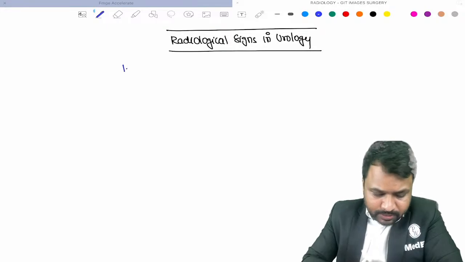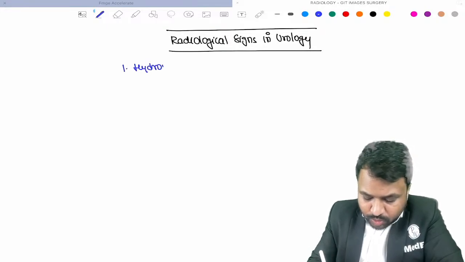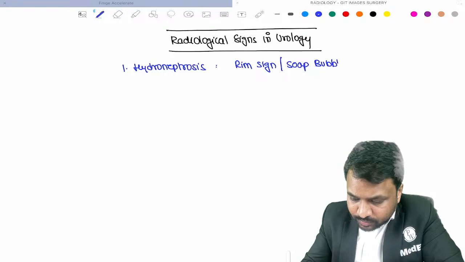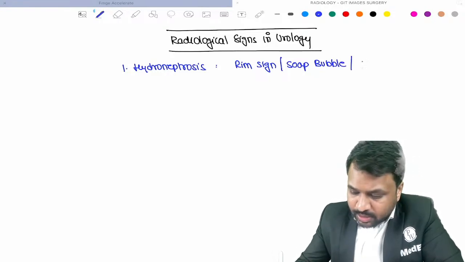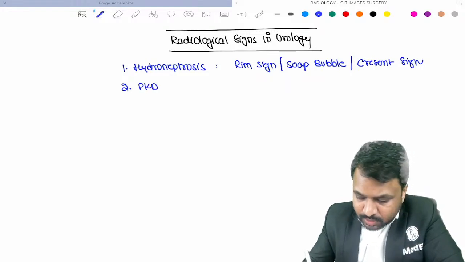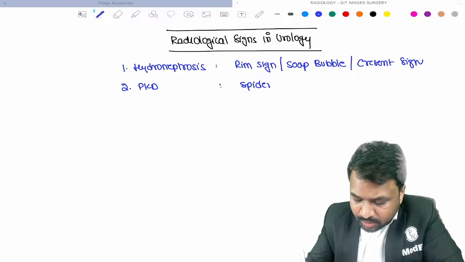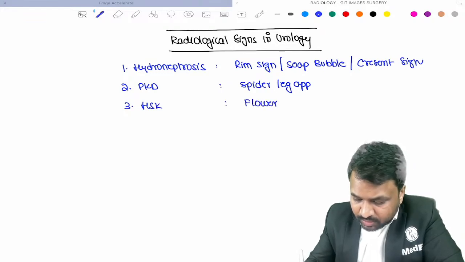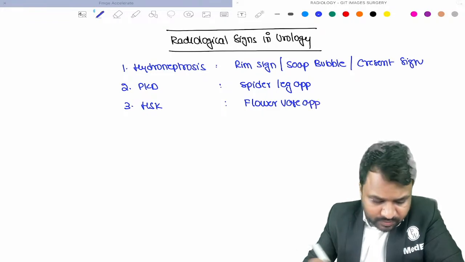Right. In the radiological signs in urology, in hydronephrosis, what are the signs that you will see? It is the rim sign, the soap bubble sign, and the crescent sign. That is hydronephrosis. Polycystic kidney disease will have a spider leg appearance. In horseshoe kidney, there is a flower vase appearance.